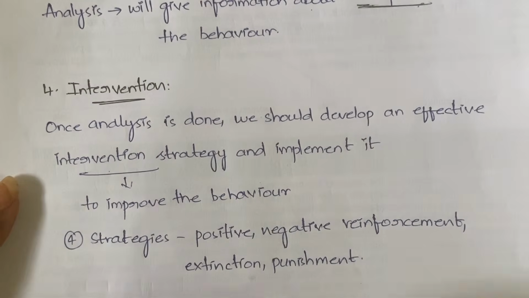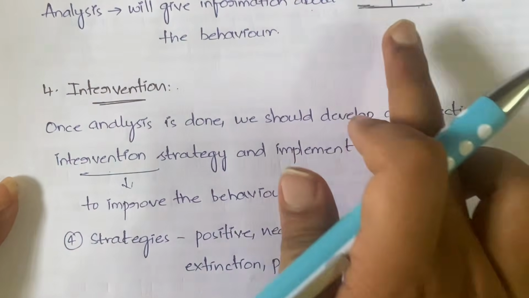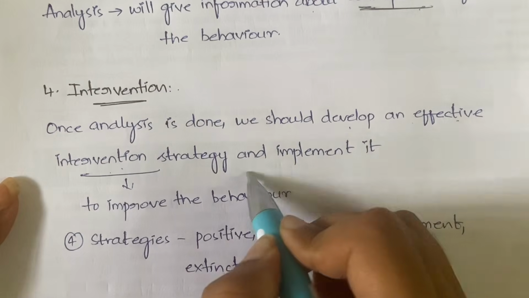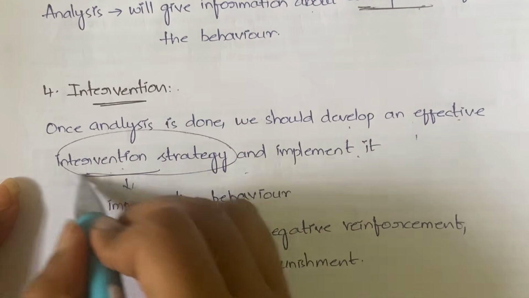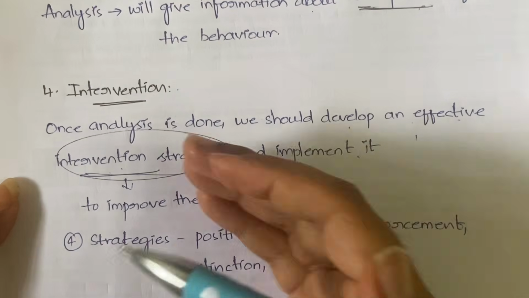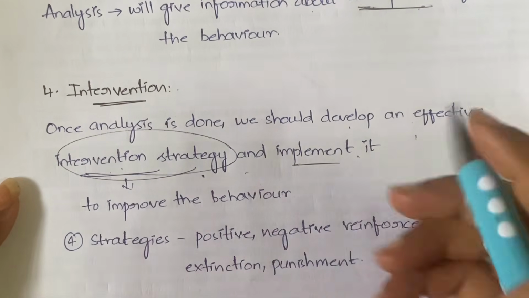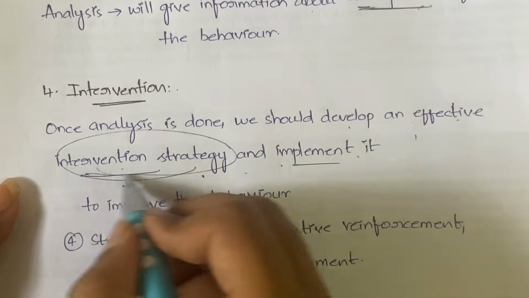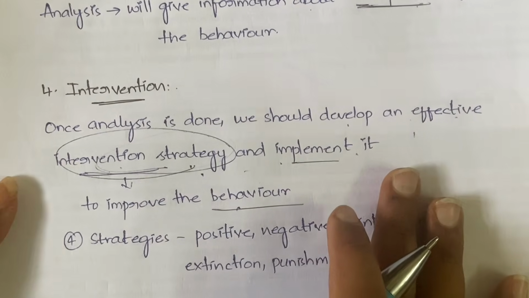After analysis, you have the fourth step, which is intervention. In intervention, once the analysis is completed in the previous step, we should develop an effective intervention strategy and implement it. What intervention strategy means, and what the strategies are, we will learn later. Why do we need an intervention strategy? In order to improve the behavior. And what are those strategies?